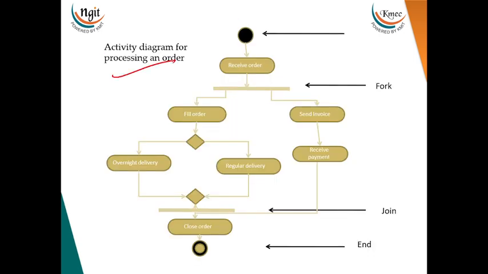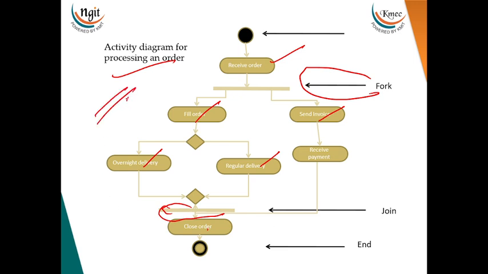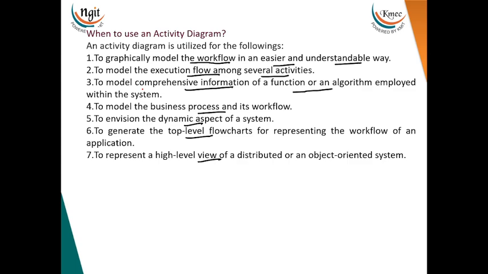Correct? Start, receive order. This is a fork which divides that. Fill the order, send invoice. Fill order. Overnight delivery, regular delivery. It's an overnight delivery or a regular delivery, come here, overnight delivery also. Close order, this part coming at a junction, join point, correct? And comes up here. Here also send invoice, receive payment and comes up over here. And this is an activity diagram of this one.